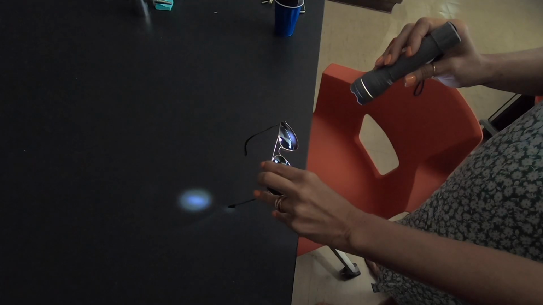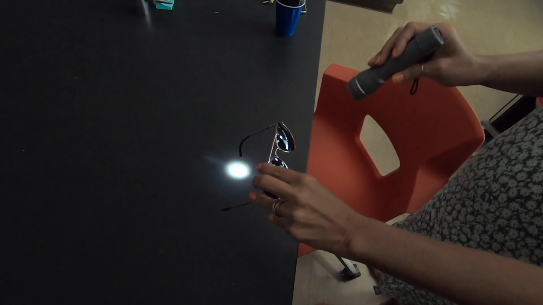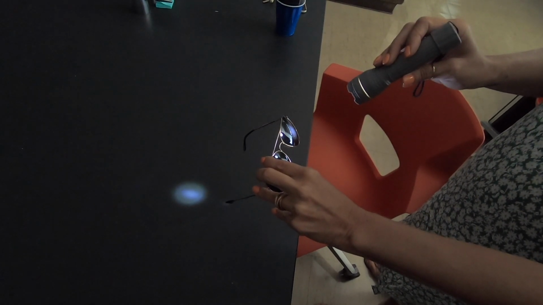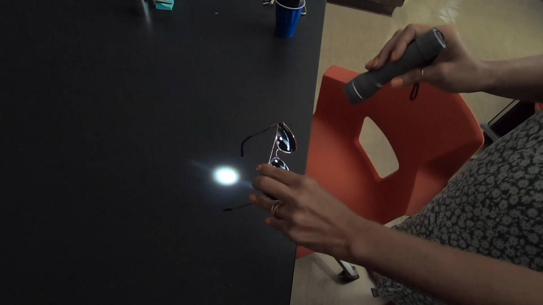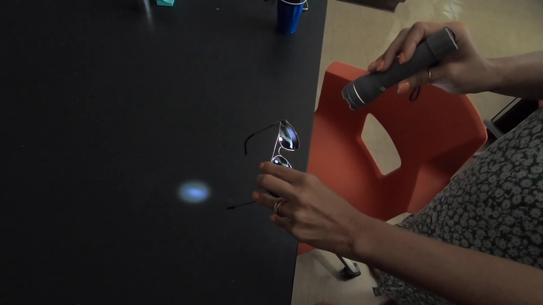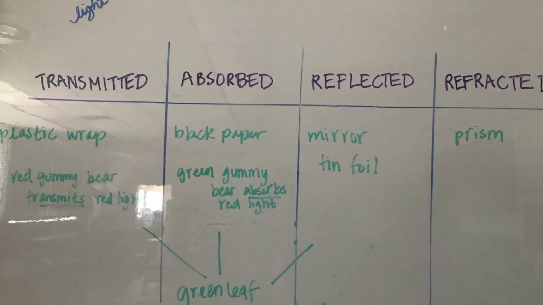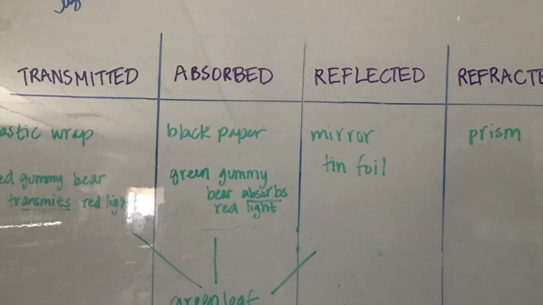Let's test these sunglasses. Sunglasses let some light in, which is why we can still see outside with them on, but it doesn't let all of the light in, which is why our view is less bright with sunglasses on. Here are some of the materials we tested today. What other materials can you think to test?